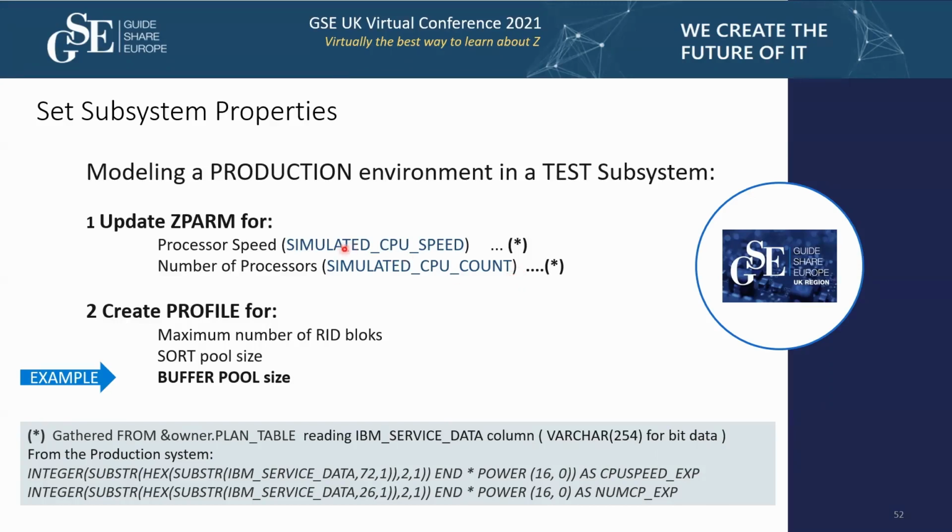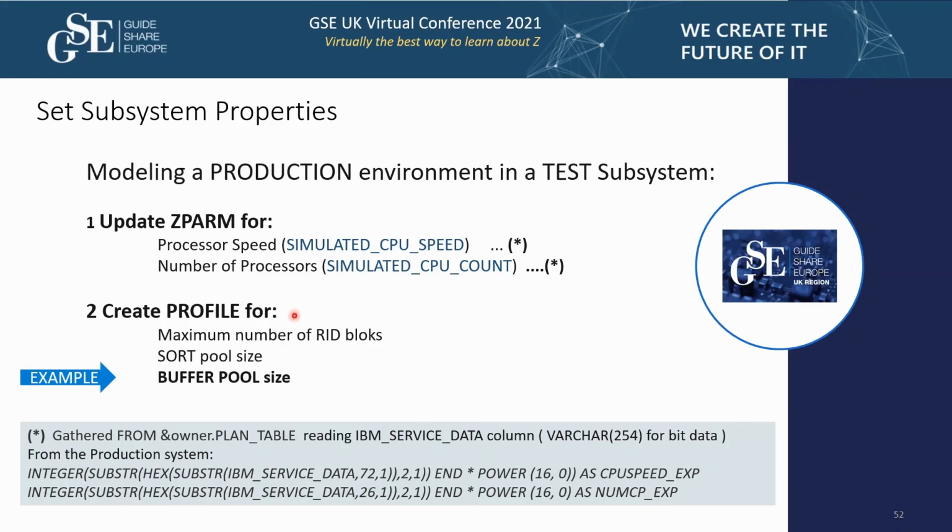If you need to gather those values from production, you can run a query against your production plan table, following the instructions below here. You will see in the VARCHAR EBM service data column the simulated CPU speed and number of CPU count at this position. So this is the substring you can use to gather those values, and you can change your ZPARM. Now you can reflect your production machine in this way.